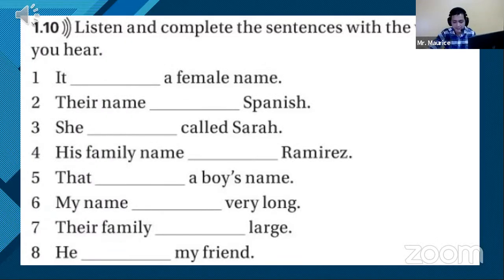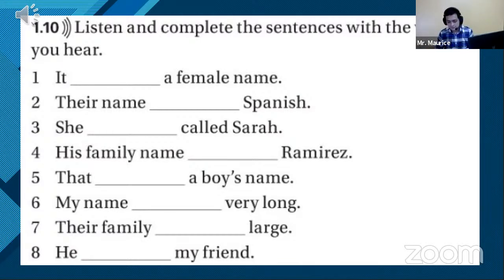Okay, so now let's continue with another activity. So for this activity, guys, once again, please, notebook and pen. You are going to complete, okay, the missing information. They are 8 exercises. So I want you to listen and complete the 8 sentences. Okay, here we go. Listen, please. Audio 1.10.